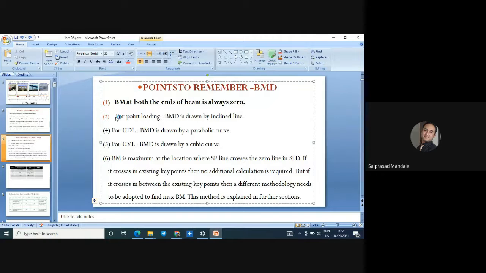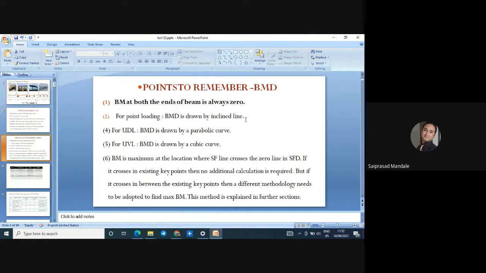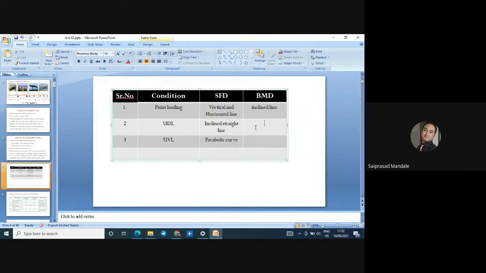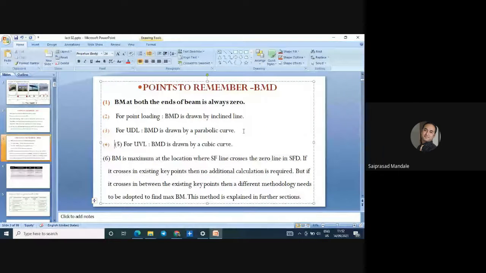For point loading, bending moment is drawn by an inclined line. When there is point loading, bending moment is drawn by an inclined line. When there is a UDL, bending moment is drawn by a parabolic curve. When there is a UVL, bending moment is drawn by a cubic curve.